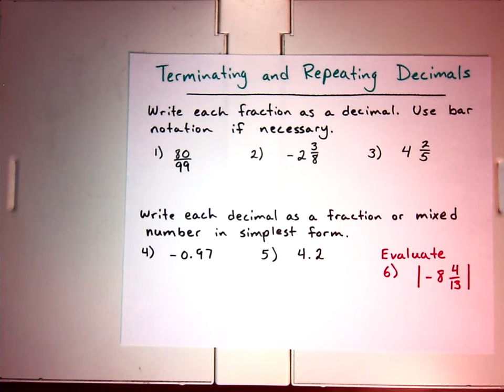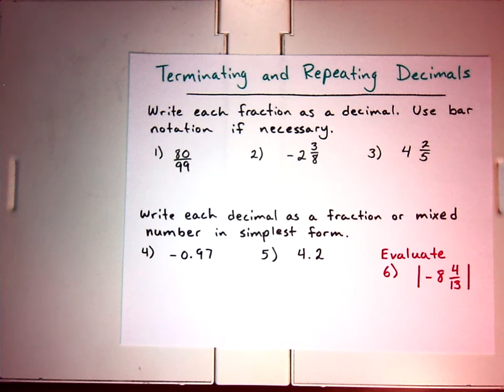So now let's look at some problems that you will have on your homework. In the first section it says, write each fraction as a decimal, use bar notation if necessary. So you would use bar notation if it's a repeating decimal.